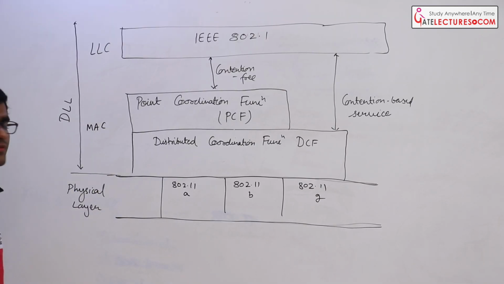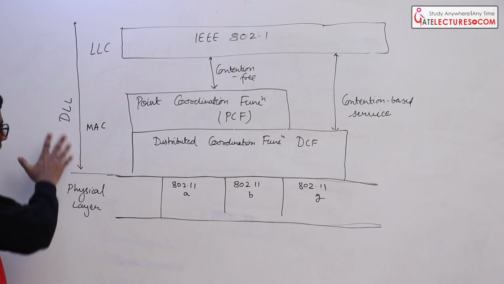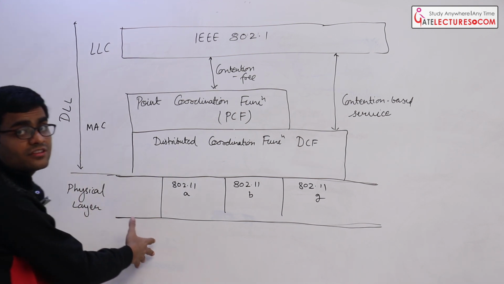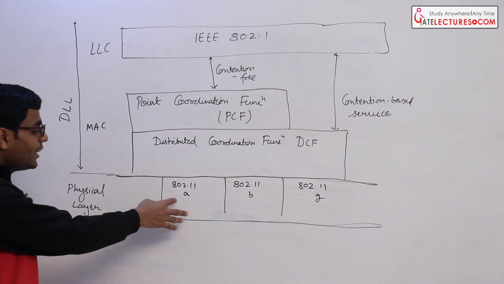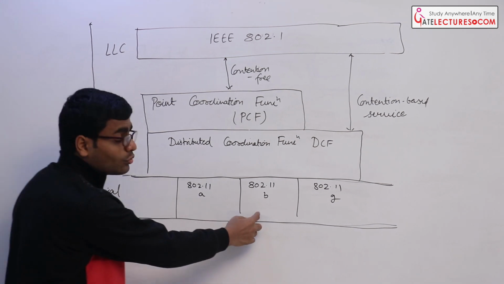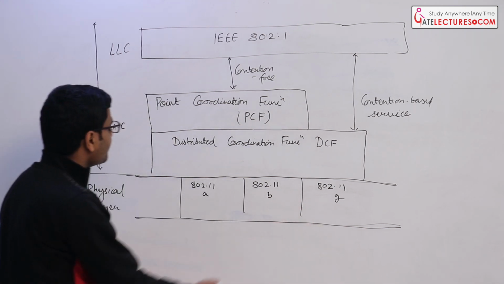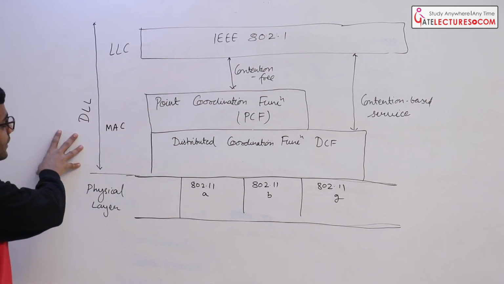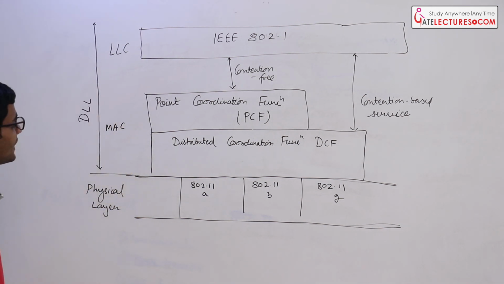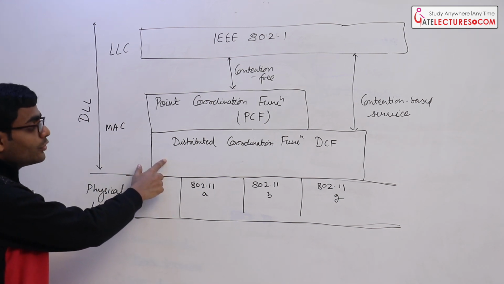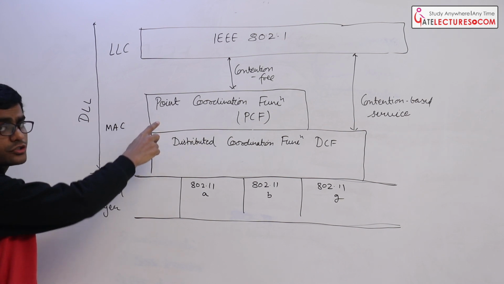So this standard specifies two layers, physical layer and data link layer. In the physical layer, this standard has various specifications. So based on the encoding scheme or the multiplexing scheme, we have various versions of 802.11: 802.11a, 802.11b, 802.11g. In the data link layer, we have two parts, medium access control layer and the logical link control layer. In the MAC layer, we have two sublayers, DCF, distributed coordination function, and the point coordination function.